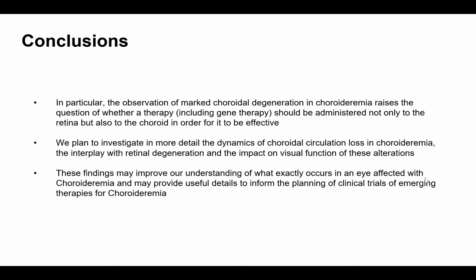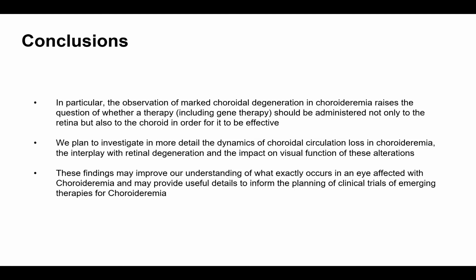For the future, we plan to investigate in more detail the dynamics of choroidal circulation loss in choroideremia, in particular the interplay with the degeneration of rods and cones and the remodeling of the inner retina, and the impact of these alterations on visual function. We believe that these findings may improve our understanding of what exactly happens in an eye with choroideremia, and may provide useful details to inform the planning of clinical trials of emerging therapies for choroideremia.